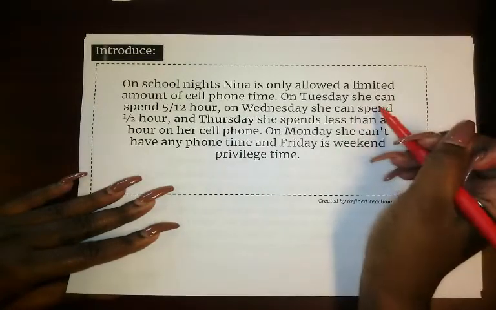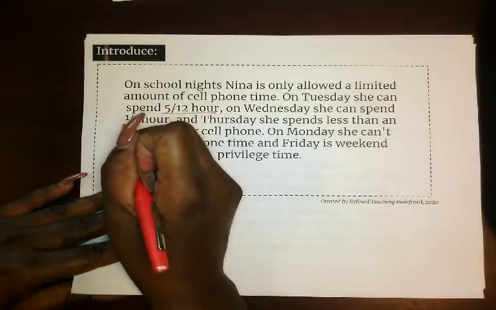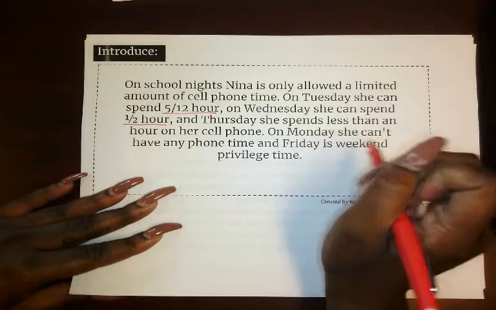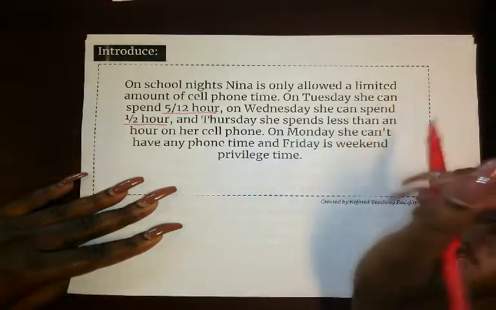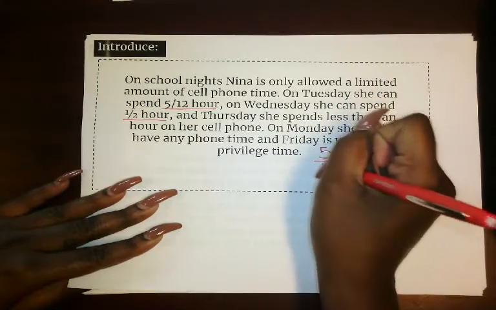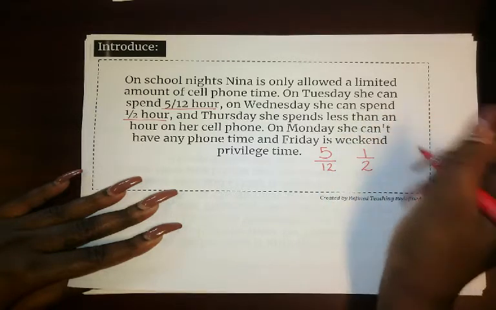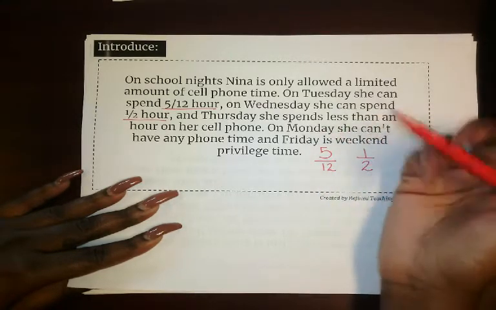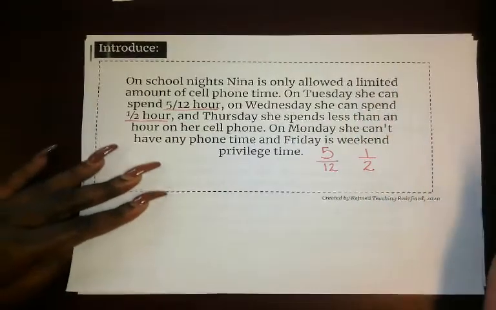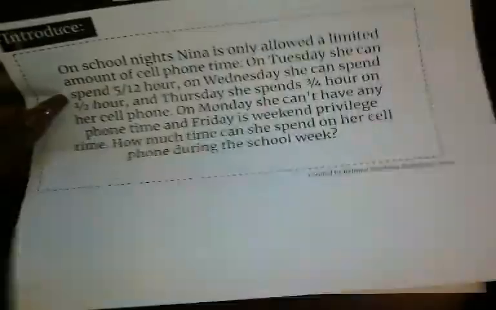So on Tuesday, she can spend 5/12 of an hour, and on Wednesday, half an hour. And on Thursday, she spends even less than an hour still. So at first, we're looking at 5/12 and 1/2. But we don't have a question, so we don't know exactly what we are looking for. We don't know if we're adding or we're subtracting just yet. But we know that these are our fractions that we're working with.